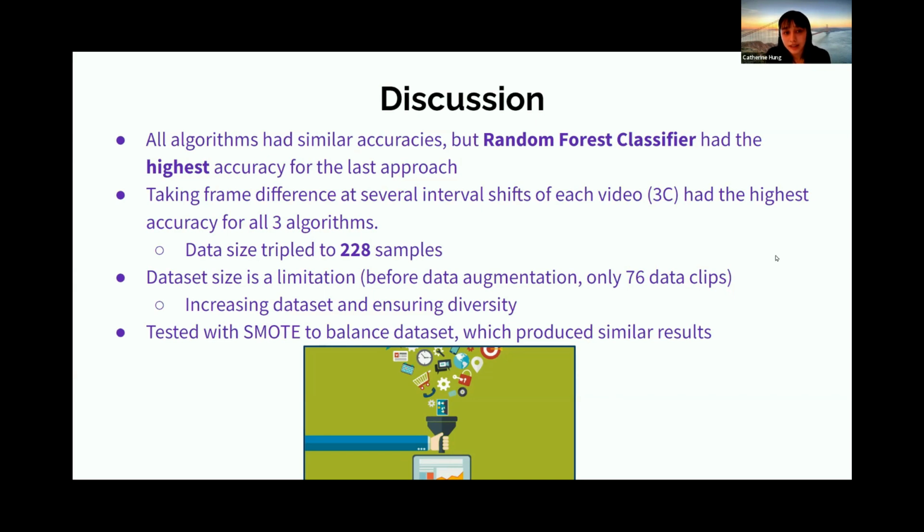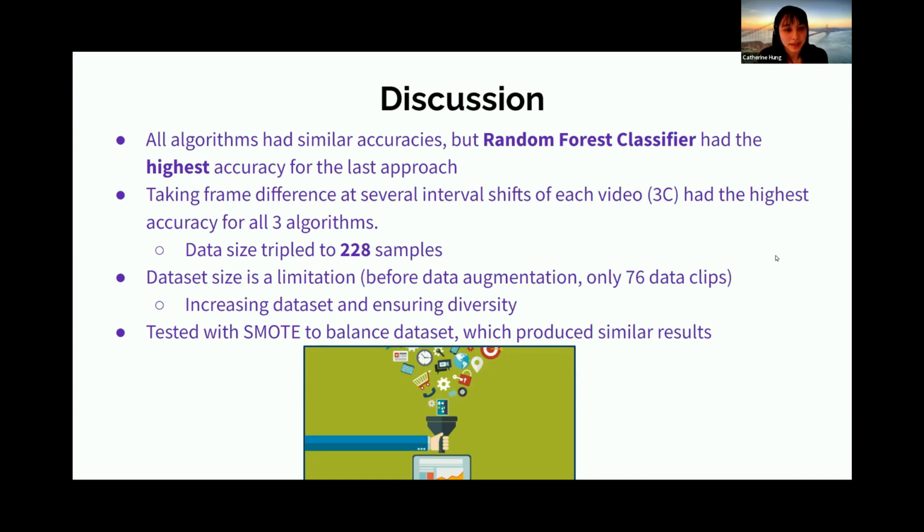I do agree that the data set size is a limitation because there are only 76 data clips. I would really like to work on trying to increase the data set size and ensure diversity within the data set because there are lots of diverse dancers, different body types, and also different heights. And I would like to make sure that the data set, therefore, is very diverse.